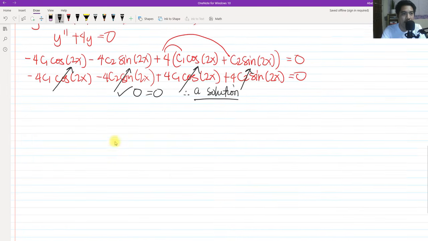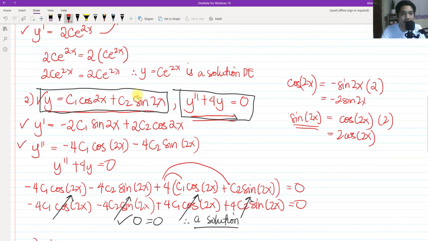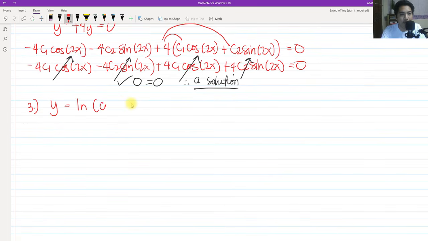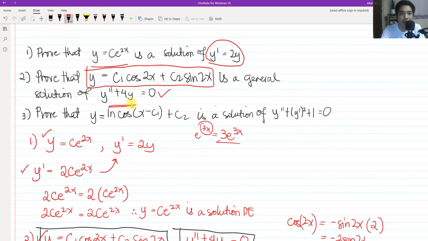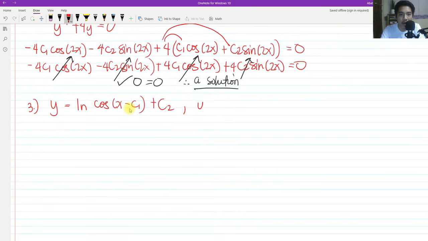So number 3, we have to prove that y equals ln of cosine of x minus c sub 1, plus c sub 2, is a solution of what? y double prime plus quantity y prime squared plus 1, so y double prime plus quantity y prime squared plus 1 equals 0.